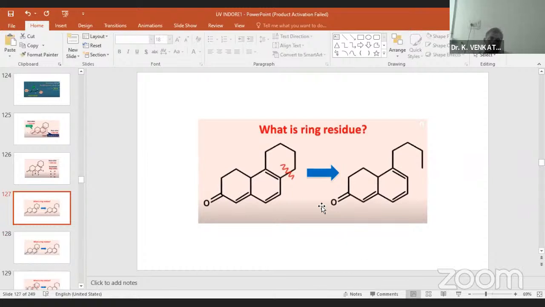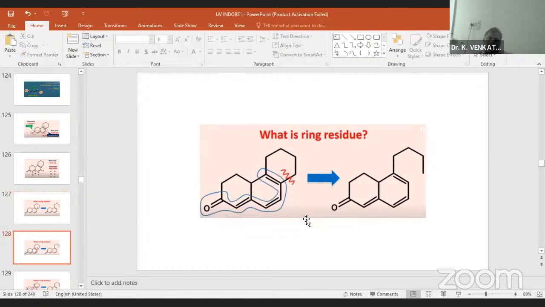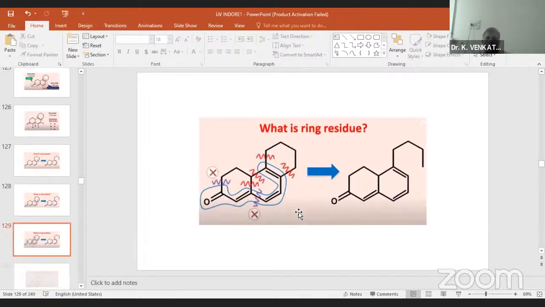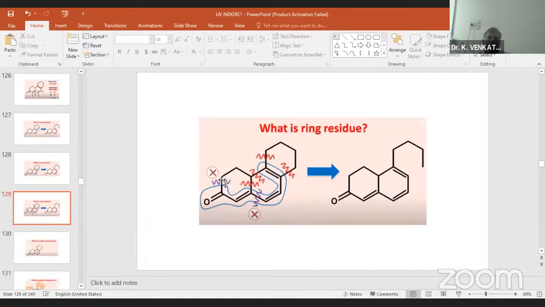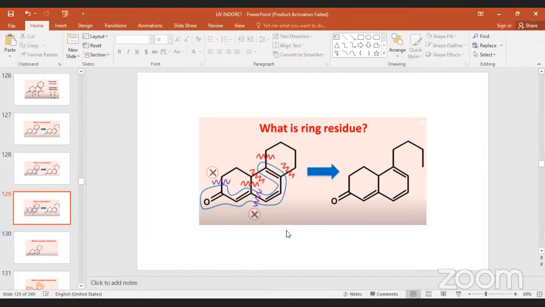So what is the ring residue? This part is the ring residue. This is the starting point and this is the end point, the blue color. So now we can check how many ring residues are present. Here one is present. We don't consider any substituent or ring residue. Keep in mind, and here also don't cut, because they continue.